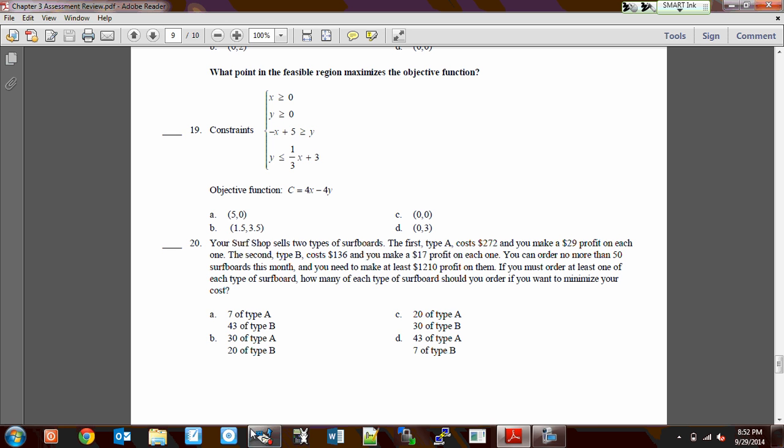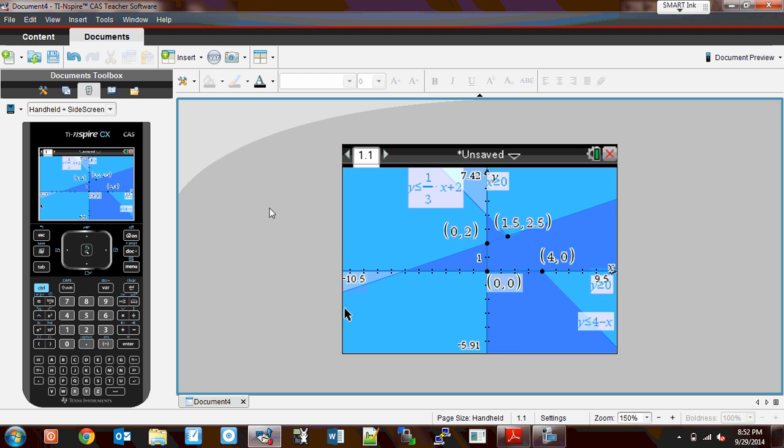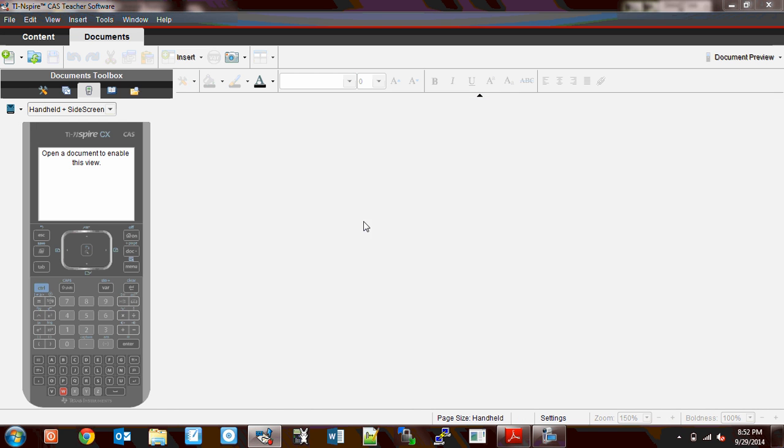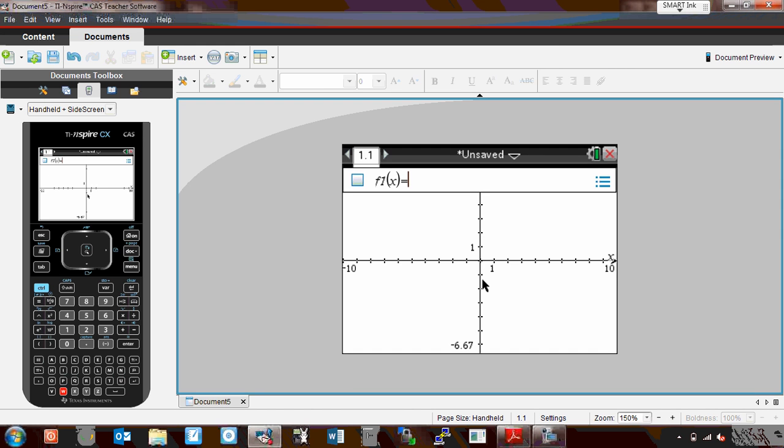All right, so let's go back to our calculator. Let's go ahead and press control W. Let's clear this out and get a new one. And let's start our graphing. Y is greater than or equal to 0. Control G. X is greater than or equal to 0. Go back to control G.